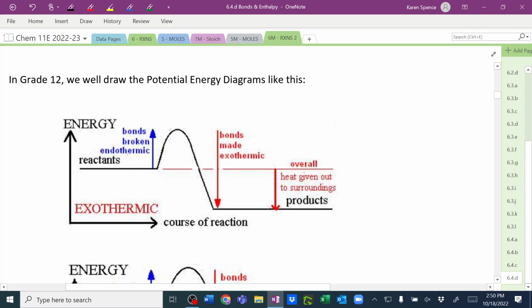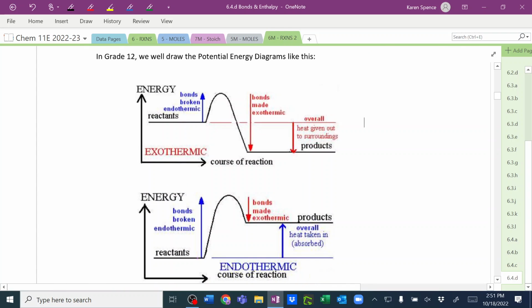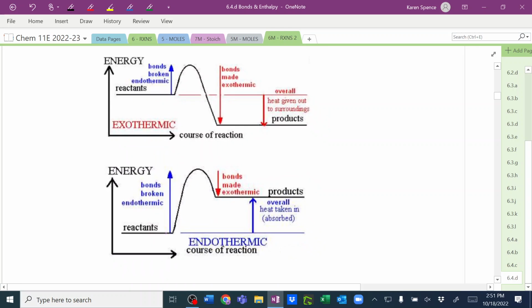So in grade 12, when we draw our energy diagrams, we're no longer going to simply have them go like this or like this. We're going to have that bump in it where we break some bonds, and we had to put all those sorts of energy in, and then we have a decrease when we form bonds, okay, and the energy comes out. So this is what it's going to look like when we draw potential energy diagrams in grade 12, okay?